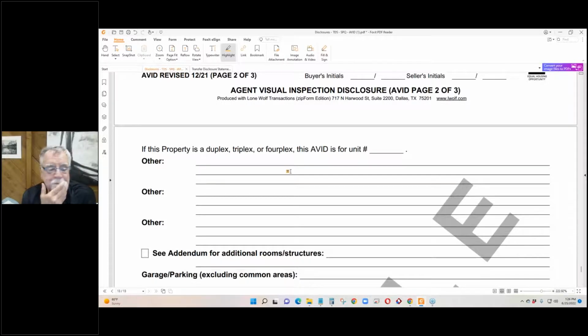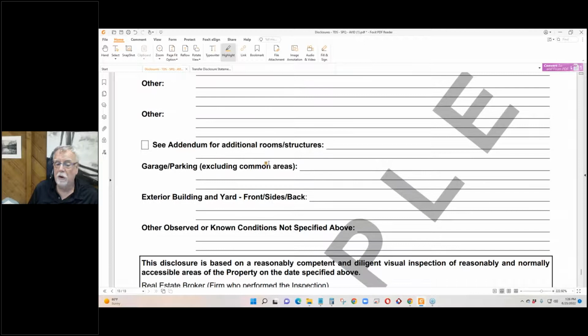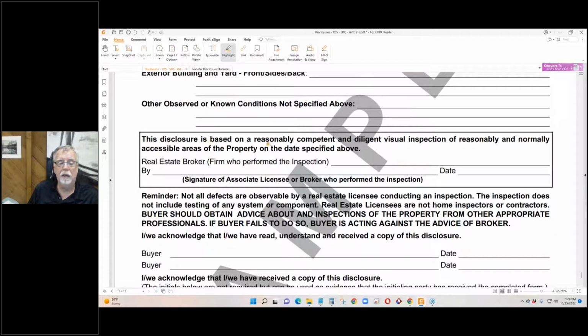Don't write in a bunch of poetry about how I am not a property inspector and I recommend you ought to get a property inspection. None of that really belongs on an AVID, right? The AVID is your reasonably diligent visual inspection of the property. Notice the addendum for additional rooms or structures, garage, parking, exterior, other of known conditions. And then it's a reasonably competent, diligent visual inspection.